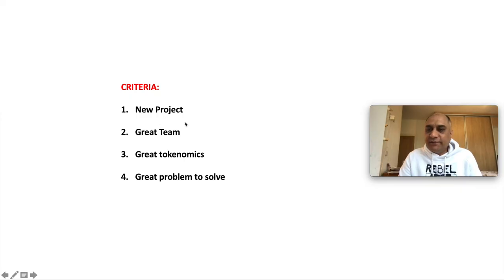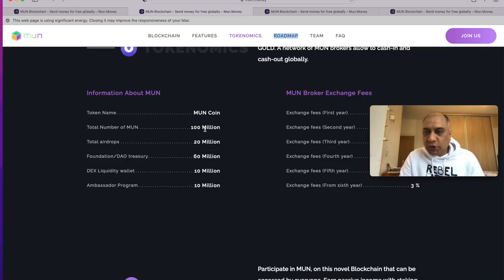In the start of the video, I said you need to find a new project. So Moon has not launched yet. It is still under development. Great team, great tokenomics, great problem solved. So I have talked about the new project. I have talked about the problem it solves. Let's talk about tokenomics. There are a total of 100 million tokens, which is not a lot. They are using an airdrop strategy.